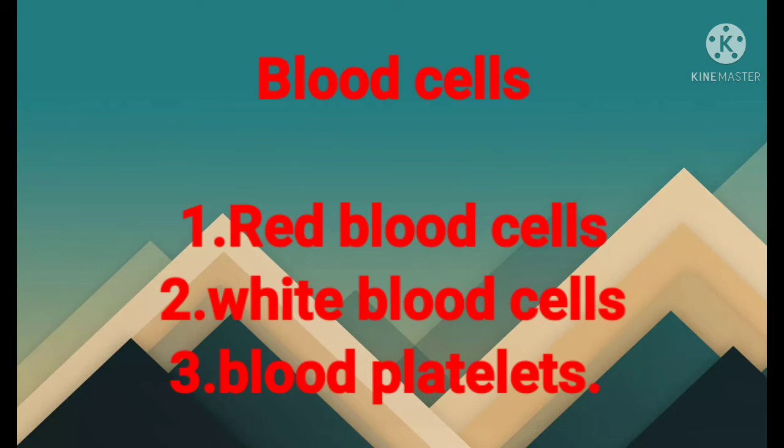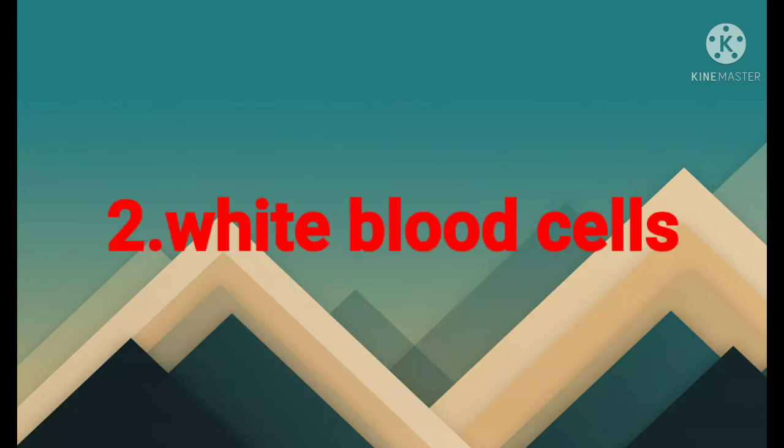First one, red blood cells. Red blood cells are also called RBC. RBC means red blood cells. RBC have a coloring pigment that is called hemoglobin. Do you know hemoglobin, children? That is hemoglobin. It gives red color to the blood. Hemoglobin plays a key role in respiration. The lifespan of the red cells is 120 days.